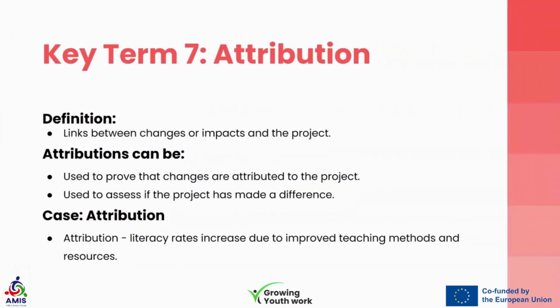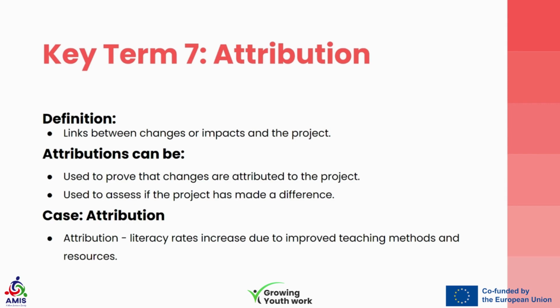Key term 7, attribution. The attributions of the project are the process of identifying links between changes or impacts and tying them to the project or program. There are often many relevant factors at play when implementing a project. Attributions are used to prove that changes to the target population or the system that you're investigating or improving are attributed to the project or program.